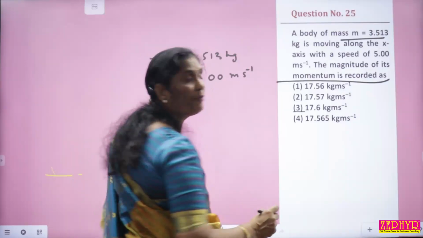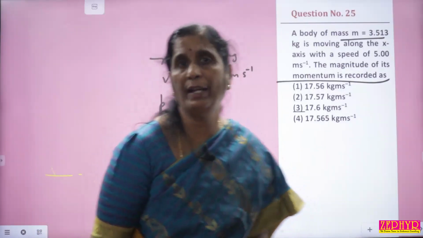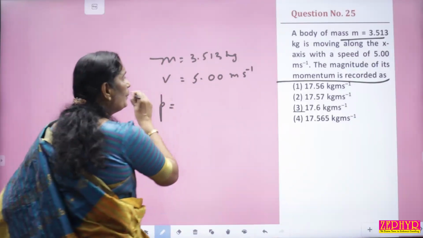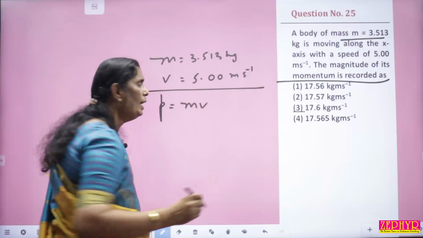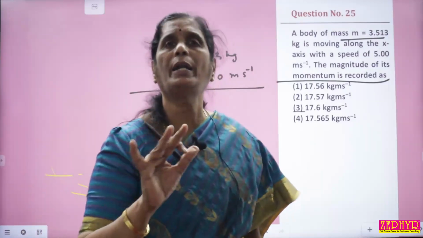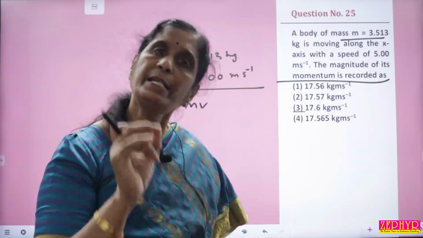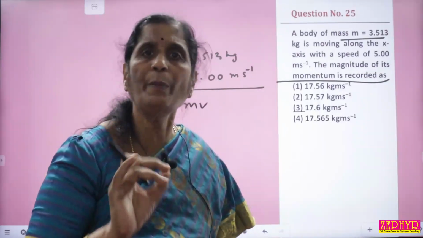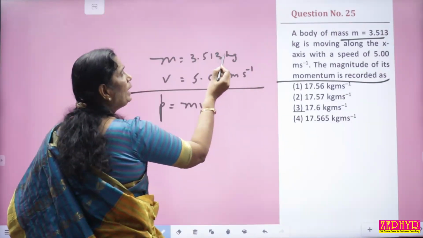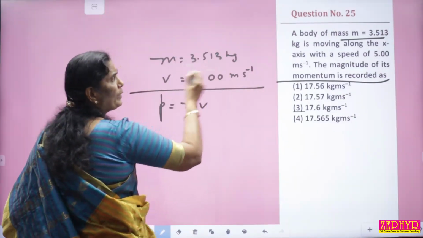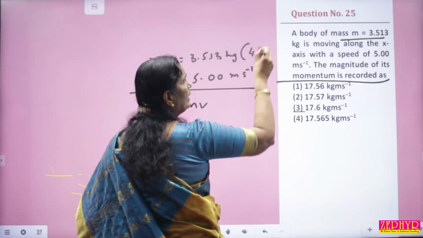According to significant figures, we are going to apply the concept of significant figures. So what is momentum? Momentum is nothing but mass into velocity. When you multiply any two quantities, in the resultant we have to take the least number of significant figures of the measurements. So here, how many significant figures? You know that we have to count the significant figures from left to right: 1, 2, 3, 4. Here, 4 significant figures.